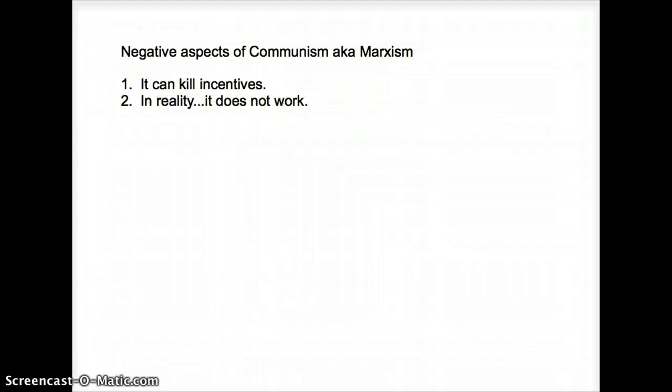There are negative aspects of communism. One thing is it can kill incentives. For example, if you take a test and you get 100%, but the grading system is communist, that means you would get the class average, say 75%. So even though you studied and did well on the test, got 100%, you would only have a 75 in the class. After a while, you would stop studying because you're going to get a 75 whether you study a lot or a little, and the test average will eventually go down. So it can kill incentives.